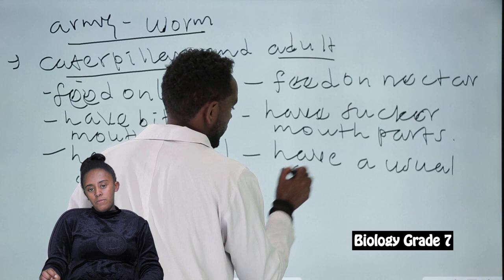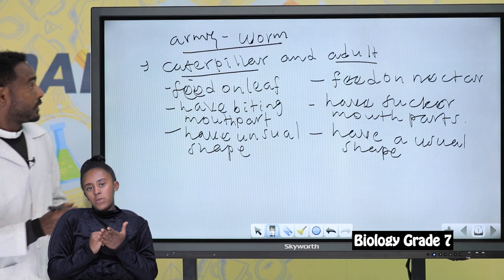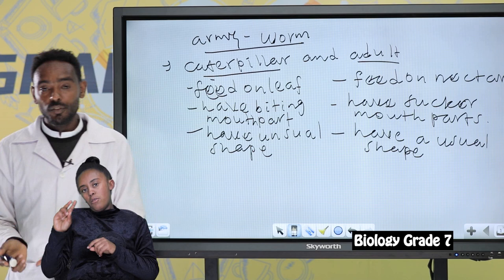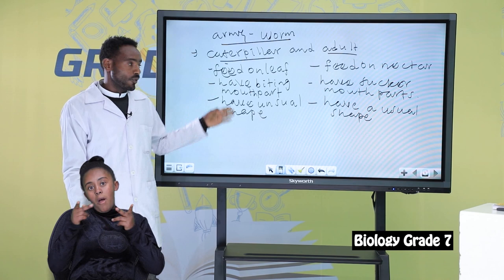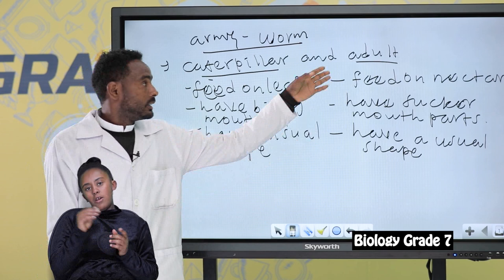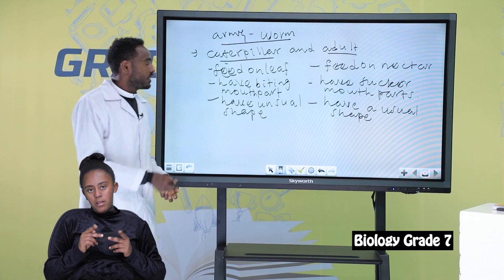It is all about the difference between the caterpillar and the adult of armyworm. They are different by their shape. The caterpillar has an unusual shape and the adult one has a usual shape, and they also differ by their mouth parts. The mouth part of a caterpillar is a biting mouth part, and the mouth part of the adult one is a sucker mouth part. Then now we see about social insects.